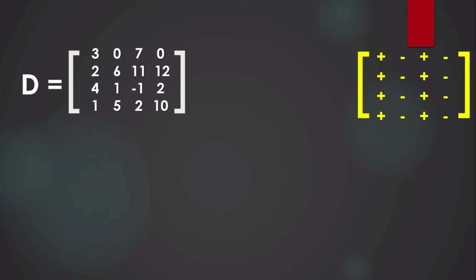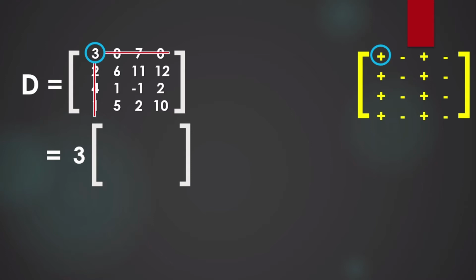Let's start with the first coefficient, and that is 3. As you can see, that fell in positive sign. So we will use positive here. Since 3 is in row 1, column 1, we will eliminate that. And the remaining will be 6, 1, 5, 11, negative 1, 2, 12, 2, 10. And that is a 3 by 3 matrix. We will multiply that by 3 or with our first coefficient.